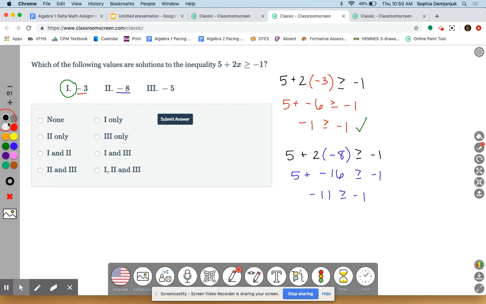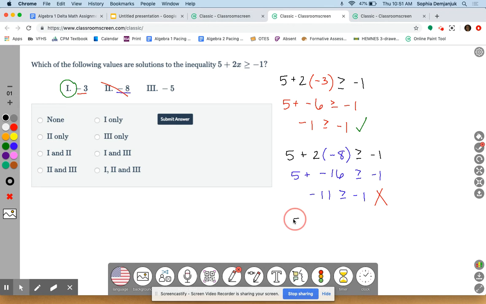And I know that the more negative I get, the smaller my number is. So since negative 11 is actually smaller than negative 1, it's more to the left on the number line, this option does not work. Negative 11 is not greater than negative 1.